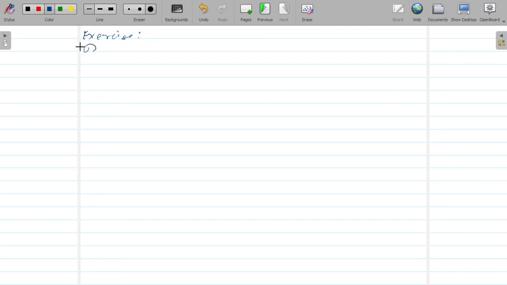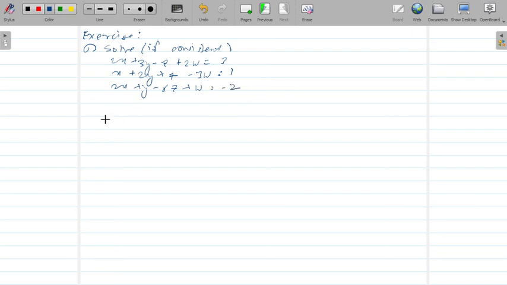I'm going to give you exercise number 1. Solve if consistent the system: 2x plus 3y minus z plus 2w is equal to 3, x plus 2y plus z minus 3w is equal to 1, and then 2x plus y minus 6z plus w is equal to minus 2.